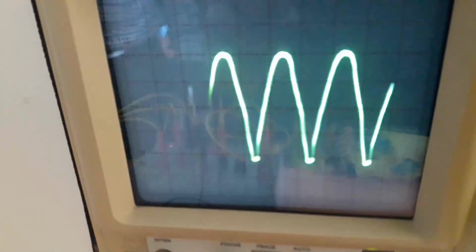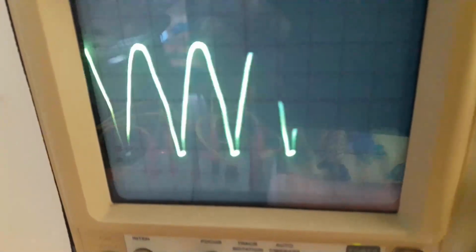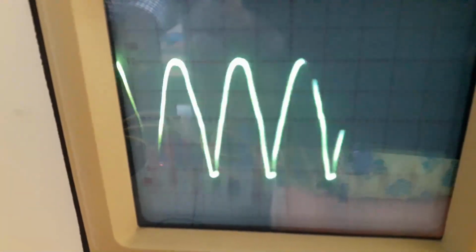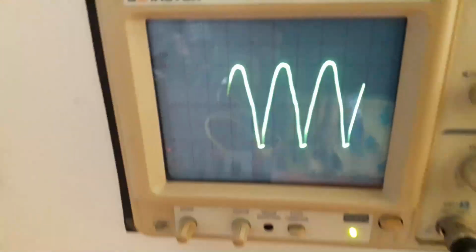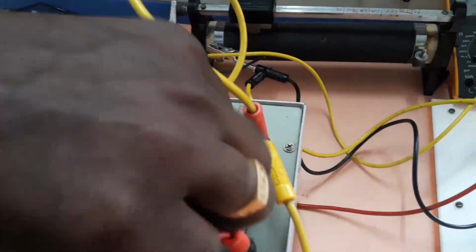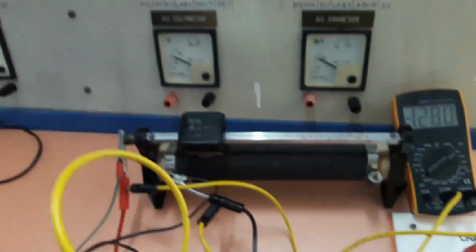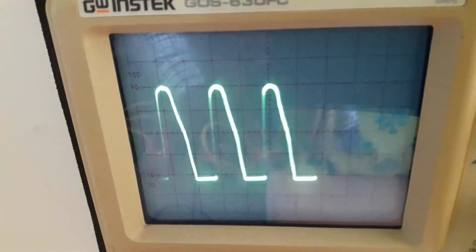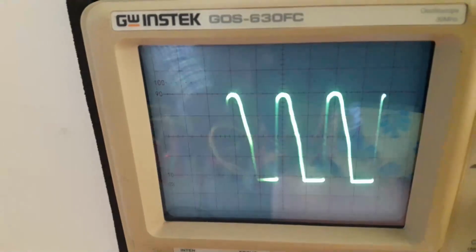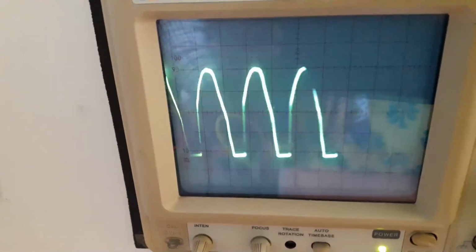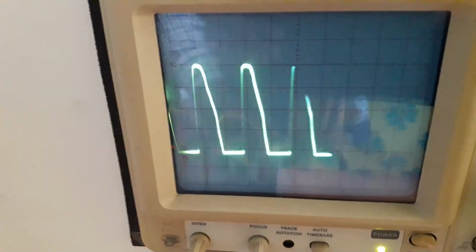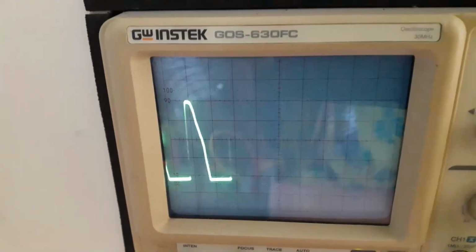This is your full wave output. Note here that in the negative half cycles also you are getting output, the power is transferred to the load. If you vary the resistance value, the firing angle is going to vary. So if the resistance varies, the firing angle also varies. Look at this.